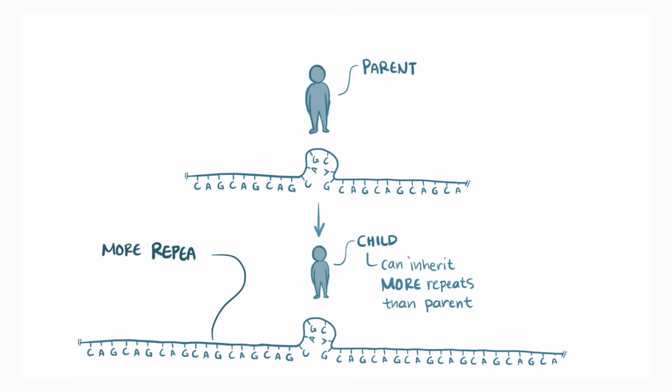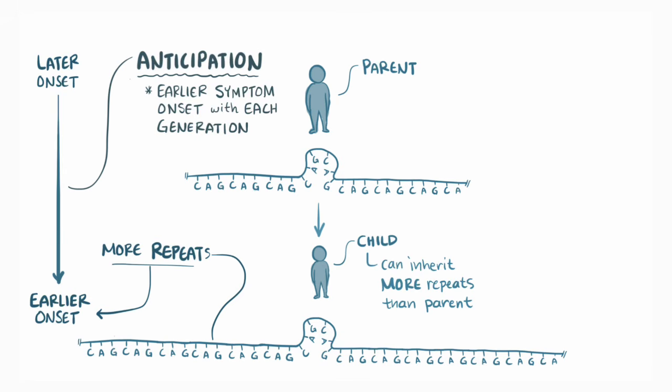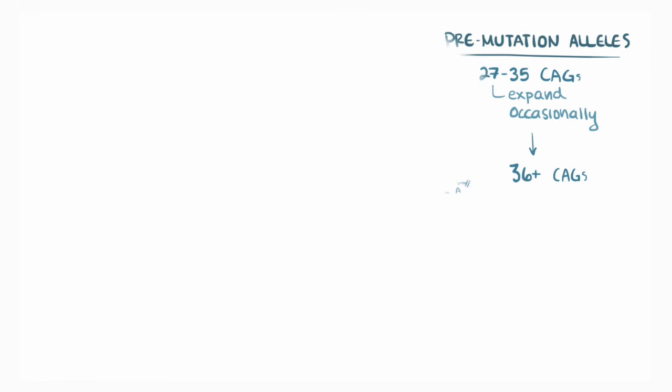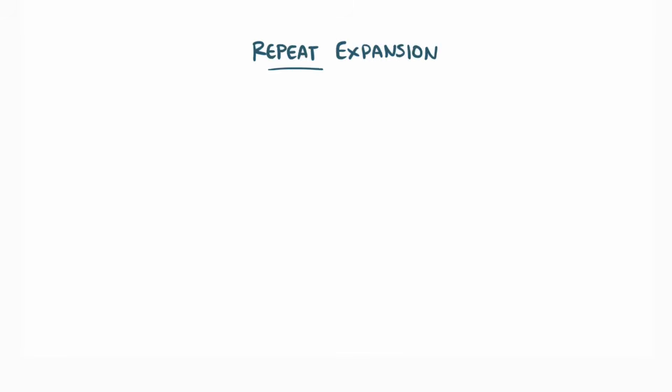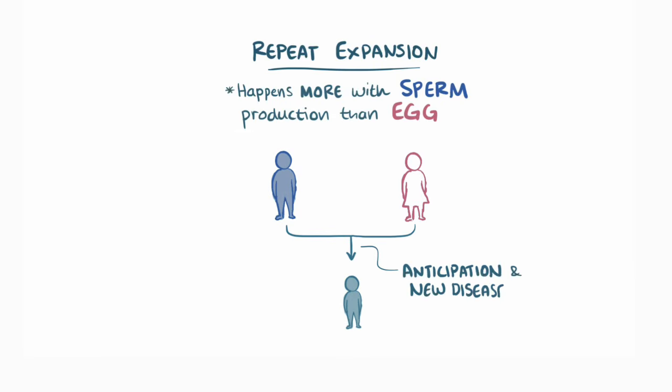The higher the number of repeats in the protein, the earlier the age when a person starts having symptoms. And this phenomenon is called anticipation, which means that Huntington disease families often show earlier symptom onset with each generation. Even repeats of 27 to 35 CAGs can expand occasionally, and these are called pre-mutation alleles, since they don't cause the disease, but they're set up for developing a mutation of 36 or more CAGs. Like we've mentioned, this process of adding more repeats is called repeat expansion, and it happens way more in the production of sperm than of eggs. So both anticipation and new disease alleles generally happen when the father's the affected parent.